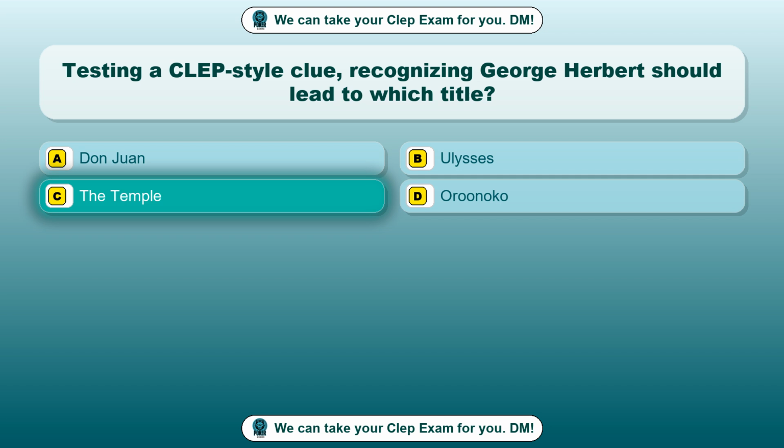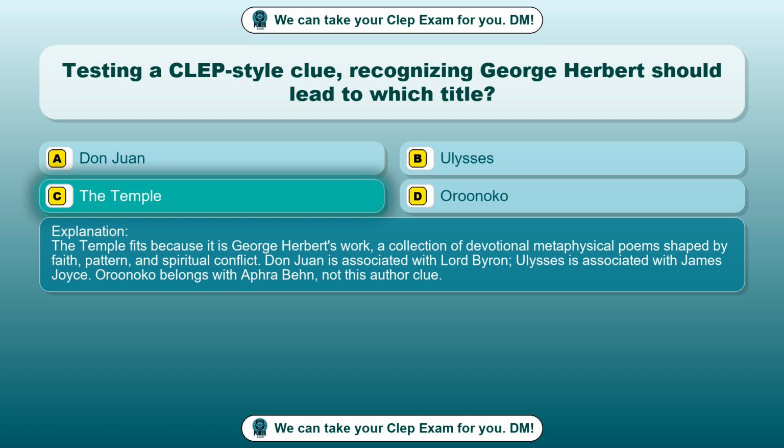The Temple. The Temple fits because it is George Herbert's work, a collection of devotional metaphysical poems shaped by faith, pattern, and spiritual conflict. Don Juan is associated with Lord Byron. Ulysses is associated with James Joyce. Oroonoko belongs with Aphra Behn, not this author clue.